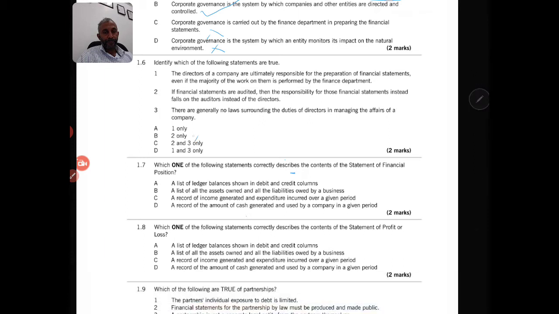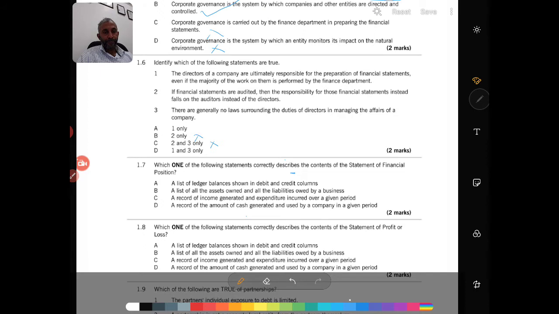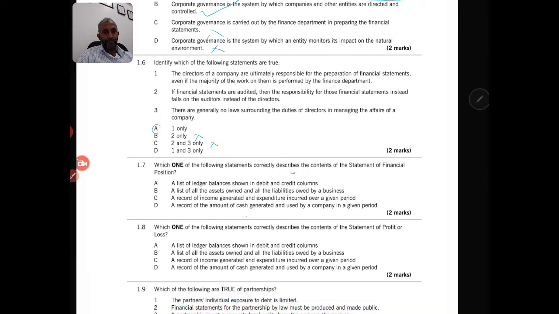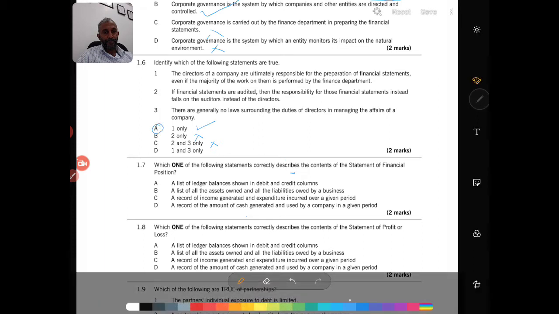So B is wrong as well, C is wrong. Let's see whether the third answer is correct or not. I don't need to read number 2 because both B and C are wrong. 3: There are generally no laws surrounding the duties of directors in managing the affairs of a company. No, there are rules governing the duties of directors, which you can find in the articles of association. So the answer must be A only. This is the correct answer. The rest of them are wrong.